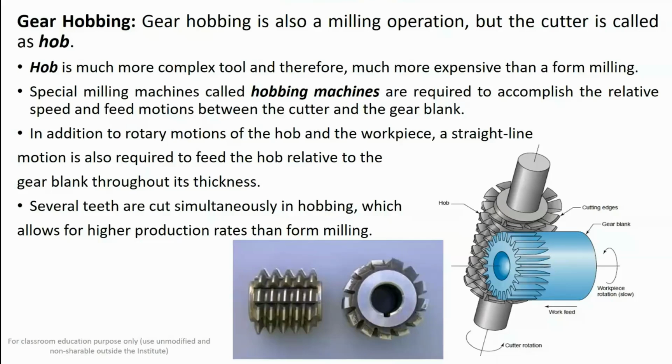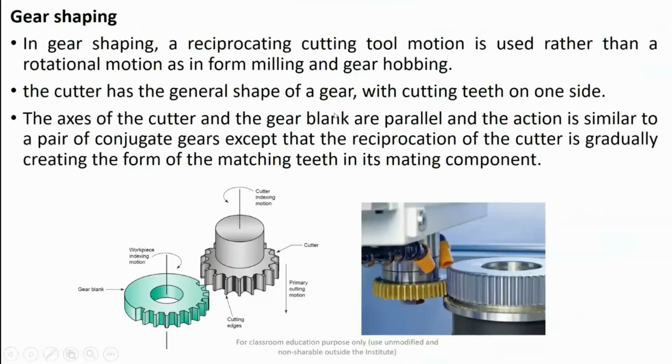In form milling, you have seen that we can cut one gear tooth at a time, but in this case you can see many teeth are cut simultaneously because of the multiple cutting edges. Then after this we have gear shaping.